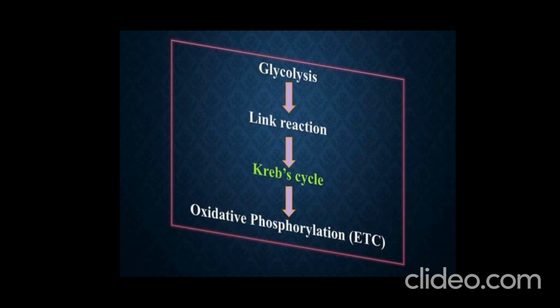This is the overview of the citric acid cycle, where it is linked from glycolysis. Then the Krebs cycle happens, which leads to oxidative phosphorylation, and at last the ATPs are produced.